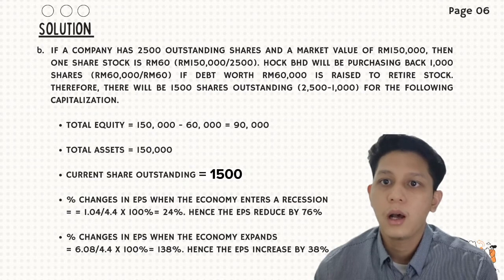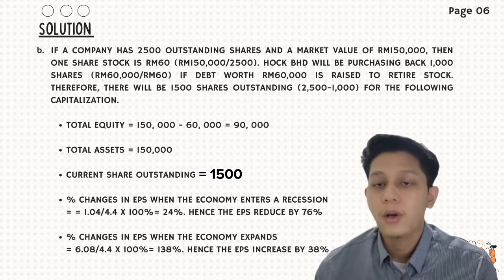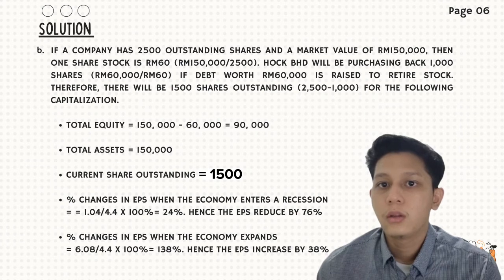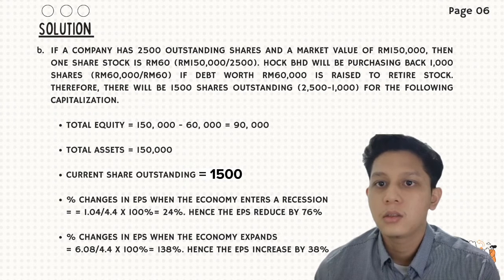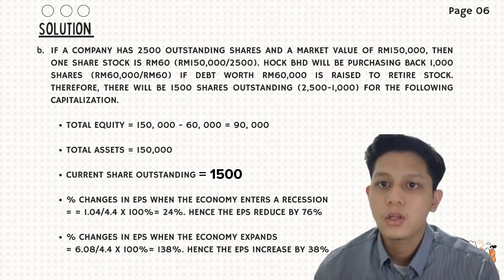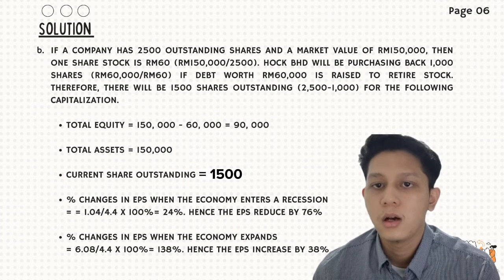If RM60,000 is raised to retire stock, there will be 1,500 shares outstanding, which is 2,500 minus 1,000, for the following capitalization. So for the total equity, 150,000 minus 60,000, we get 90,000, and the total asset is 150,000. The current share outstanding is 1,500, which we just calculated.